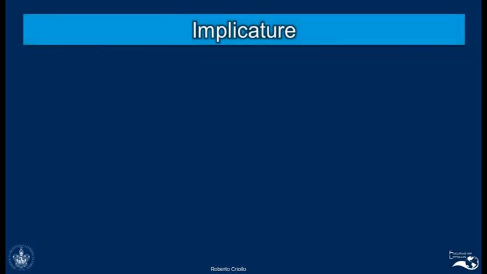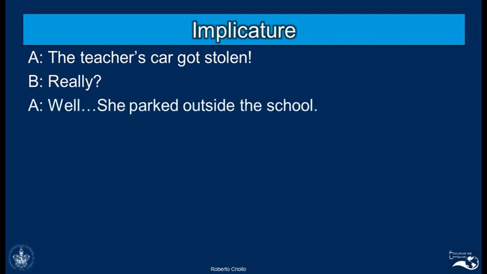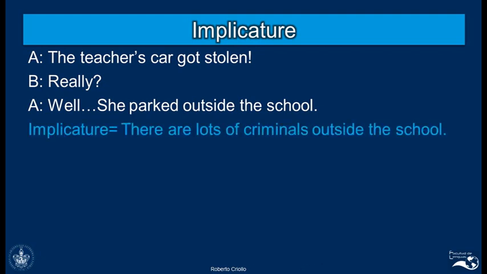Now, it is important to contrast entailment with implicature, which is a pragmatic concept. If we look at this example here, where a person says, the teacher's car got stolen, and then somebody replies, really? And the first person says, well, she parked outside the school, we can clearly see that this last utterance, she parked outside the school, has an invisible meaning, which means there are lots of criminals outside the school, and therefore it is obvious that the teacher's car got stolen.